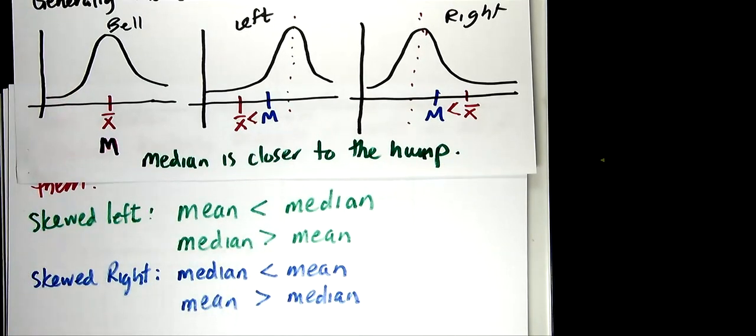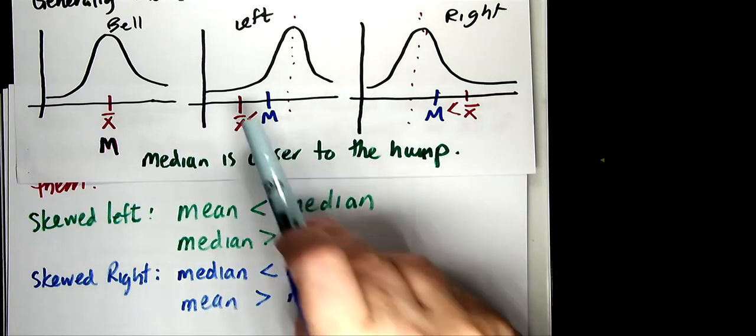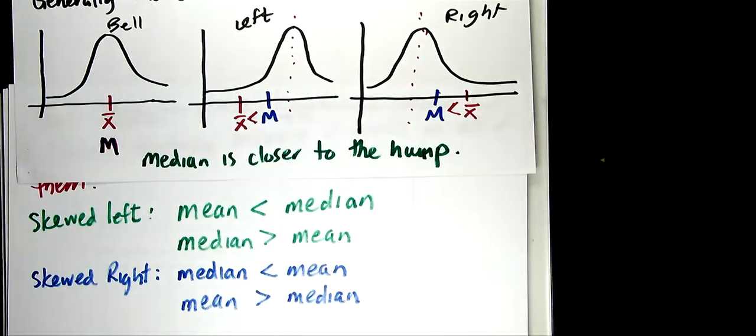I think the graphical thing is easier to remember, to be honest. This is a pain to try to remember which one's which. But if you always remember the median is closer to the hump, and you know what less than and greater than mean, you can always sketch this out. That one sentence works for them all: median is closer to the hump.